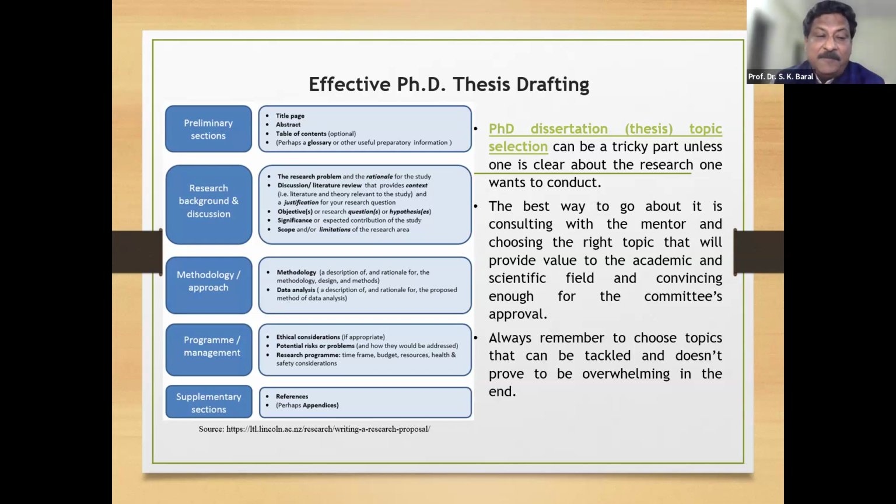Then the next step is the program management stage. In that stage, you have to go for ethical consideration, plagiarism check, grammar check, editing, proofreading, and potential risk problems, and how you have addressed those problems. And the research program: time frame, budget, resources, health and safety considerations. These are known as the program management areas. And the supplementary section carries references and any appendix that you have to take. So this is the beauty, this is the best way to start writing your thesis.